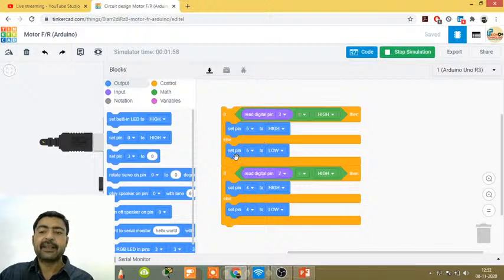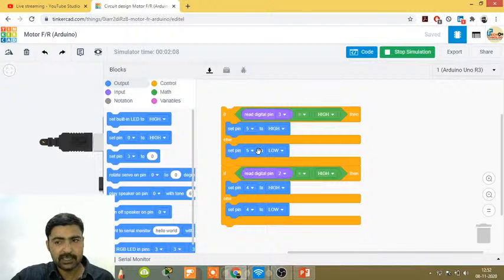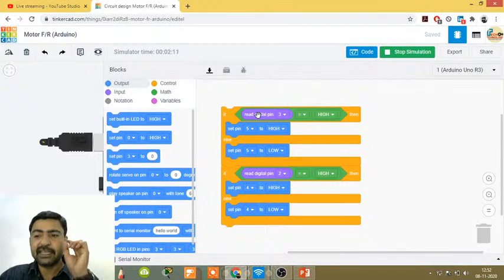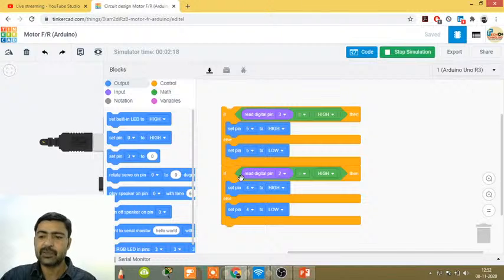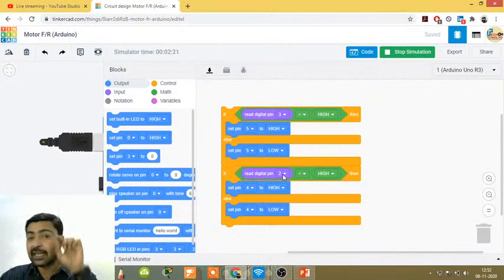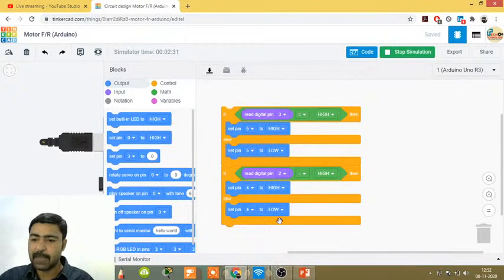Another condition: otherwise set pin 5 low. So this is the condition. If pin 3 is high, make it high, otherwise keep it low. Another condition, if I press another push button, which is connected to pin number 2, and it is high, then we'll set pin number 4 high.